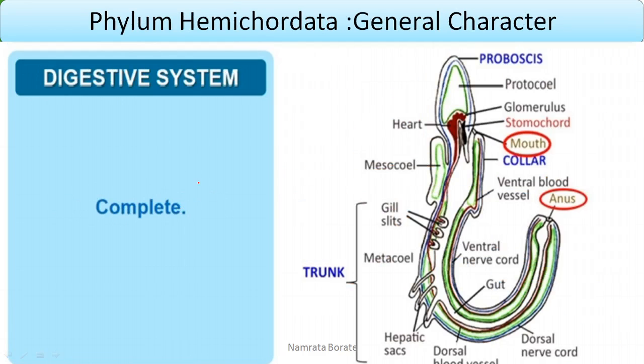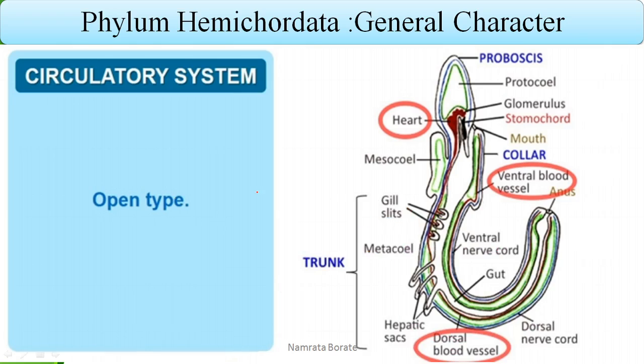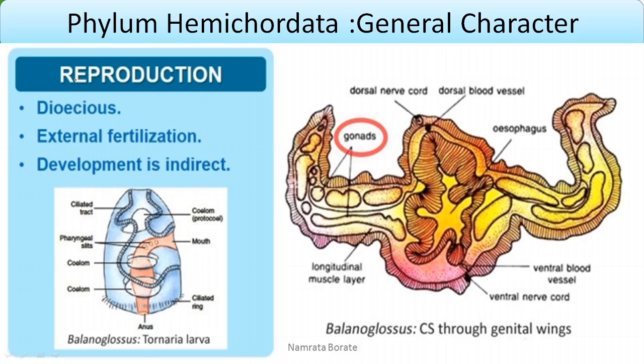The organism shows a complete digestive system, that's a separate mouth and anus. Next one is about the respiratory system. Respiration occurs by means of the gills. Next, this organism shows the open type of circulatory system. Next, the organisms are dioecious, that is the male and the female are separate individuals. It shows external fertilization, meaning the male sperm fertilizes a female organism's egg outside of the female body.